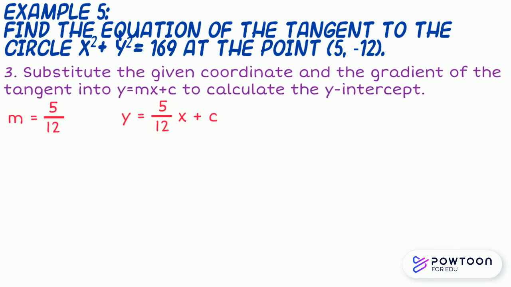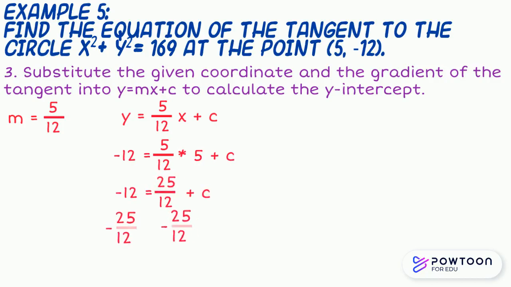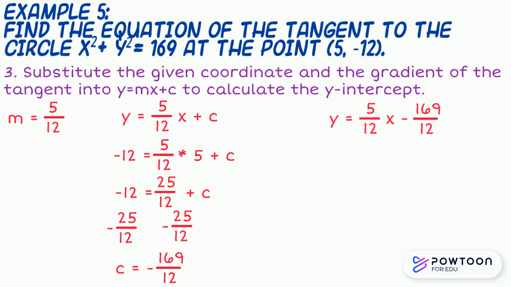Moving on to step 3, we're now going to substitute the coordinate 5, negative 12, and the gradient of the tangent into y equals mx plus c, and we end up with negative 12 equals 5/12 times 5 plus c. We're going to simplify it on the right side, and then we're going to solve, and we get c is equal to negative 169 over 12. Using our gradient and the y-intercept we just found, we are able to now write the equation of this tangent, so we get an answer of y equals 5/12 x minus 169 over 12.